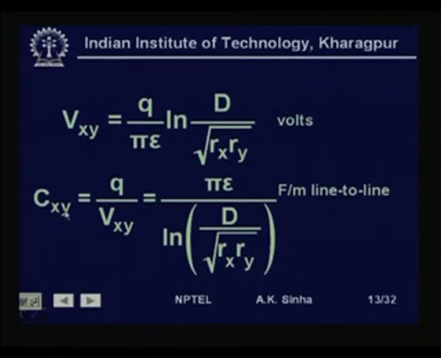Capacitance Cxy, that is capacitance between the two conductors x and y, is equal to q divided by the voltage between the two conductors. So, this will be equal to pi epsilon divided by ln d by square root of rx ry. That is, what we have done is divide q by this term and then we get Cxy as pi epsilon divided by ln d by square root of rx ry.